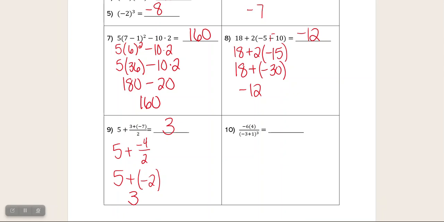Number 10, we have -6 times 4 on top, and in the bottom we have the quantity of -3 plus 1 raised to the third power. So we can clean up the numerators and the denominators at the same time. -6 times 4 is -24. And in the bottom we have -3 plus 1, and that's being raised to the third power.